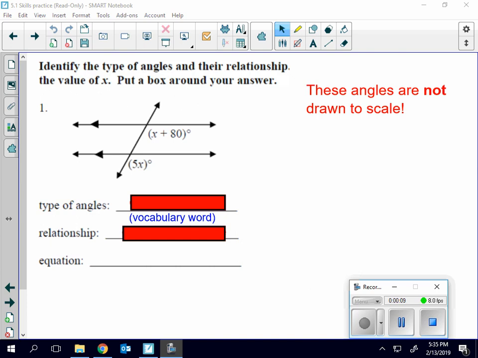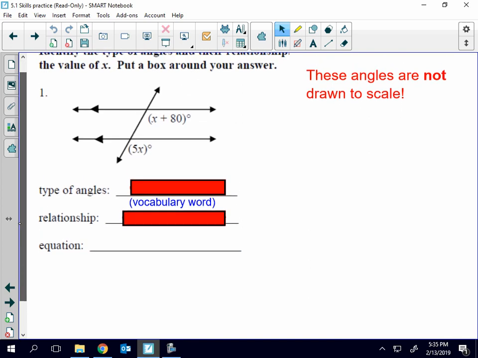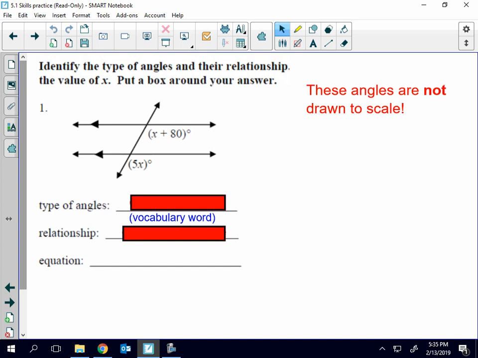We are on page 4, about halfway down the page where it says number 1. I'm not starting at the top of the page because we did that stuff yesterday, so you can do that part on your own. So starting with number 1, again halfway down the page, we are going to identify the type of angles using our vocabulary words. Then find their relationship, meaning are they congruent or do they add to 180? And then we're going to find the value of x after finding our equation.